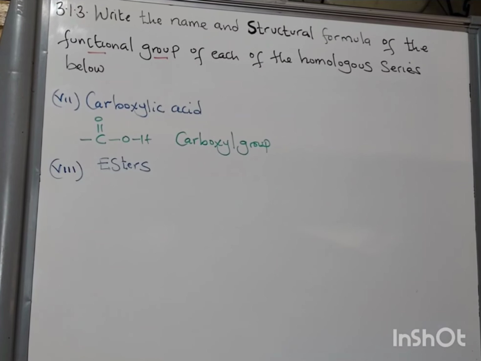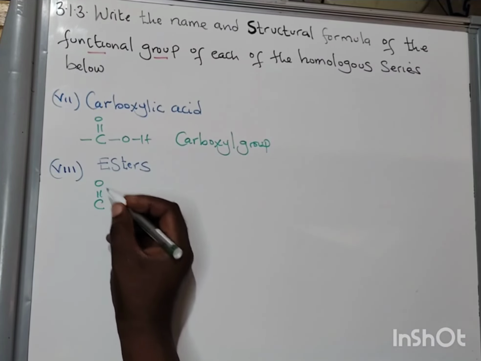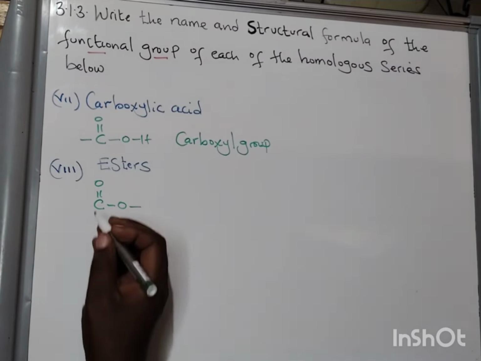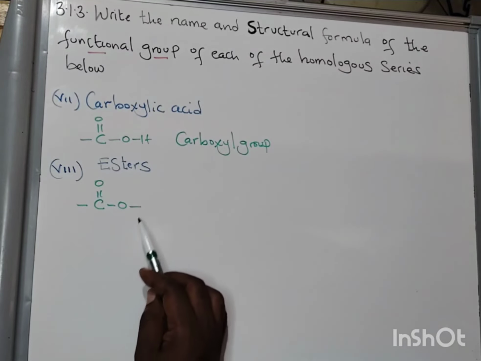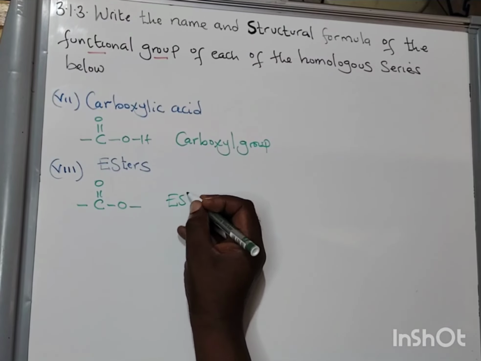Yeah, then lastly, esters. Yes, what is the structure formula of the functional group of esters? Okay, first of all, ester has a carbonyl also, but attached to oxygen, and also the side attached to. So in other words, this is what we call ester bond, and it is the functional group of the ester as a homologous series. So what do you call it? We call it ester link or ester bond.